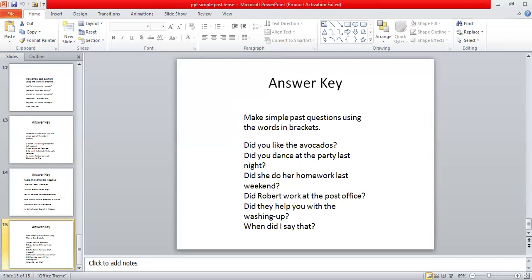So I hope that your idea of the past indefinite tense, in the case of the correct use of the verb, is quite clear by now.